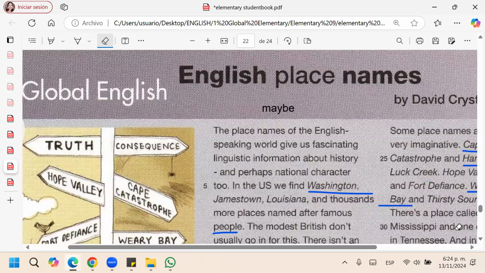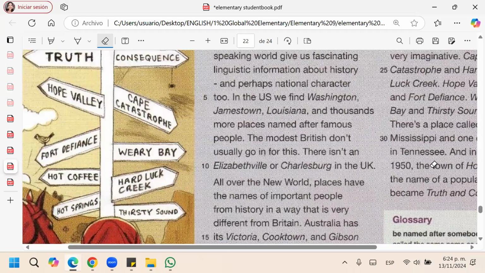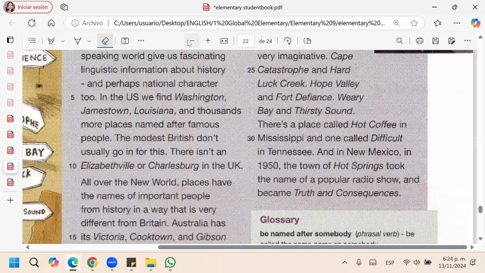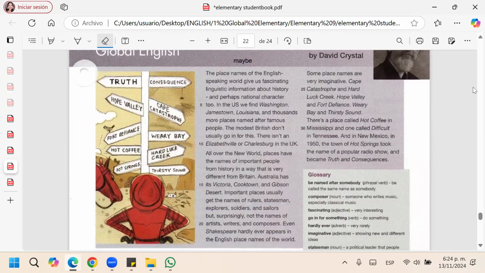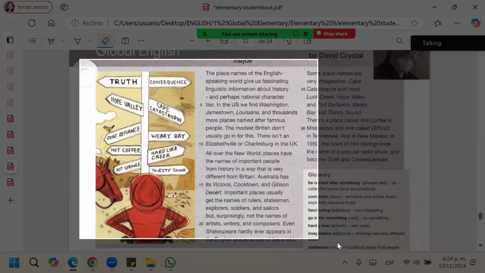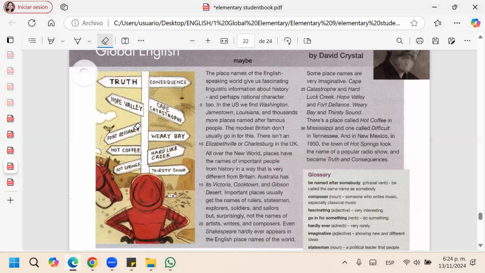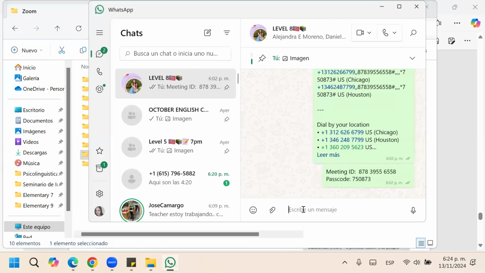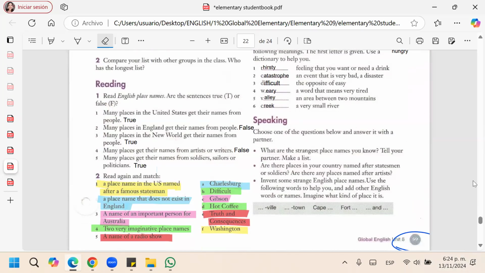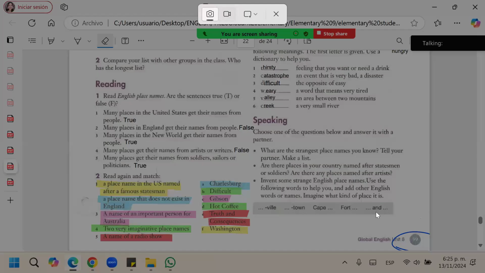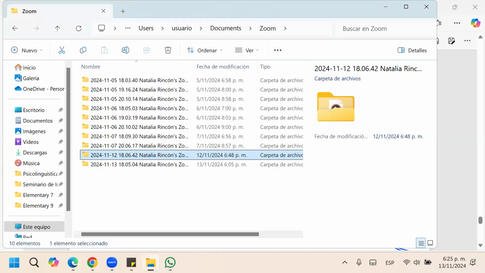I'm going to take a photo. Wait. Let me erase this. And let me send it to you. Oh, we have here some names. Look, Truth or Consequences, Cape Catastrophe, Weary Bay, Thirsty Sound. We have the names there. And the answers here.